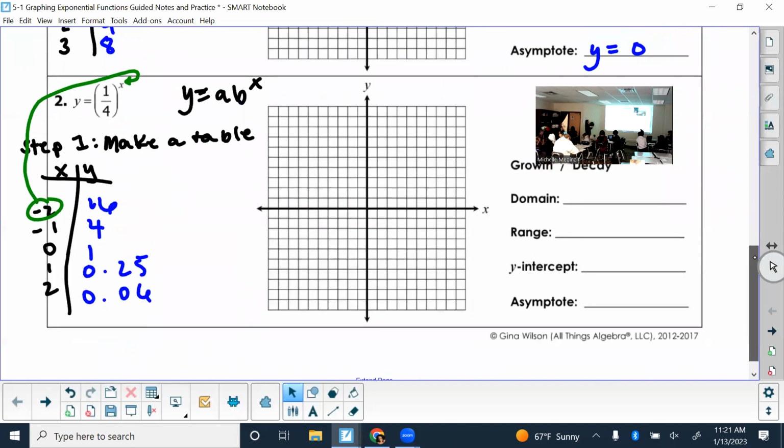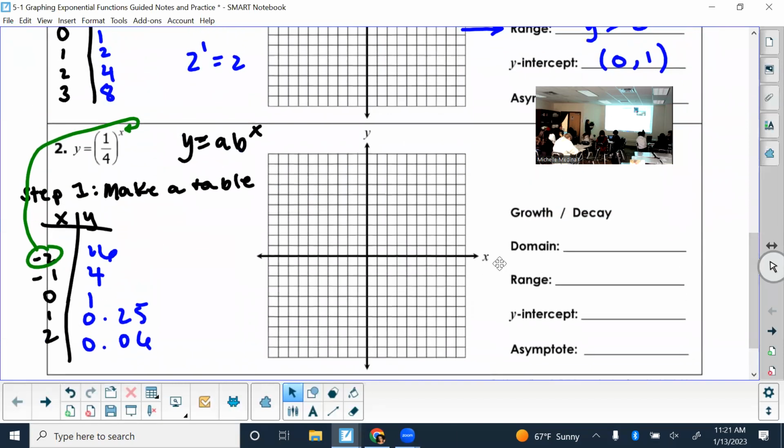Okay. Now graph it. So find -2 on your x-axis. Find 16 on your y-axis. That's off the graph. So this one you just won't be able to graph. But we can graph -1, 4. So find -1 on the x, 4 on the y, that's where it goes. Graph 0, 1. Graph 1, 0.25 and 2, 0.06.